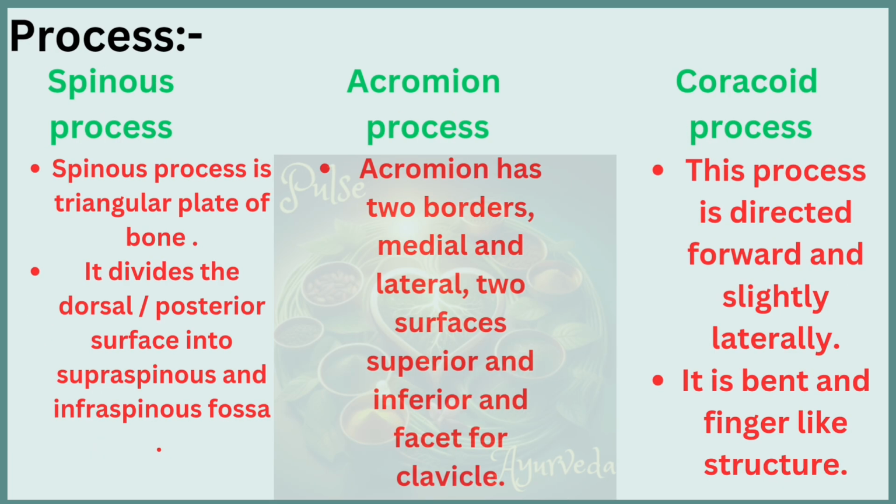Now processes of scapula: spinous process, acromion process, and coracoid process. The spinous process is a triangular plate of bone. It divides the dorsal or the posterior surface into the supraspinous and infraspinous fossa. The acromion process has two borders, medial and lateral, two surfaces, superior and inferior, and has a facet for the clavicle. Coracoid process is directed forward and slightly laterally. It is bent and finger-like in shape.